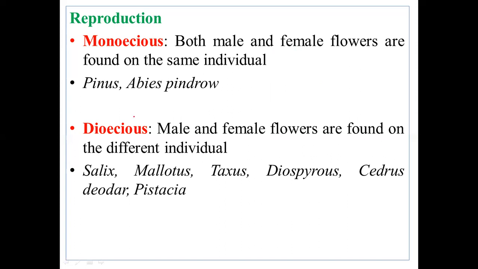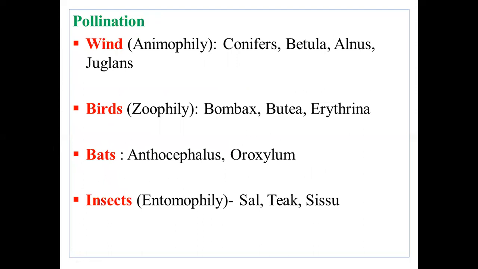But in that, one of the case studies says that dioecious plants are highly susceptible to climate change. Please remember that Citrus, Deodar, Salix species and Melia are examples of dioecious plants. Next one is called pollination.